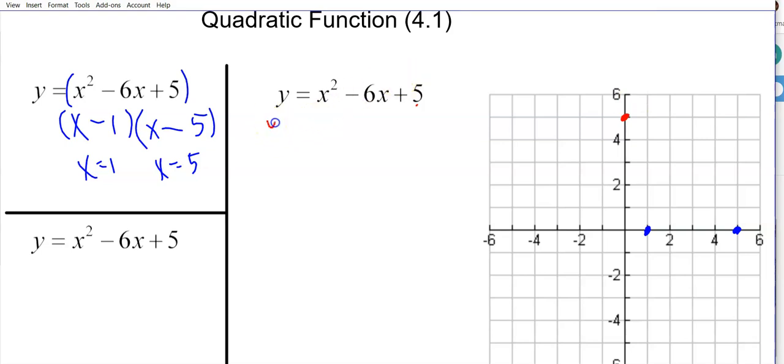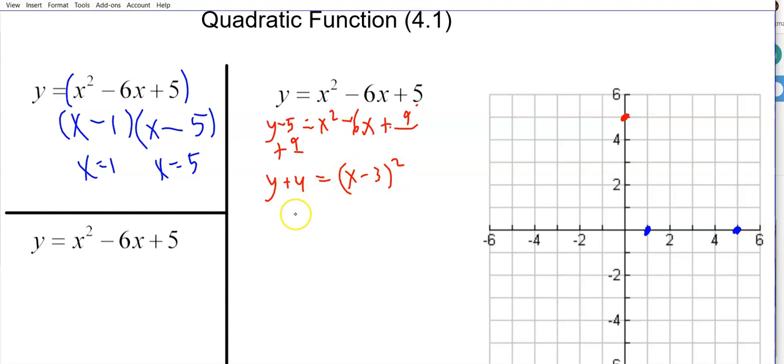So move the constant over. So we have y minus 5, x squared minus 6x plus blank. And we're going to add half of 6 squared, which is 9. So add 9 to both sides. So I get y plus 4 equals x minus 3 squared, and then move that over, so y equals x minus 3 squared minus 4.